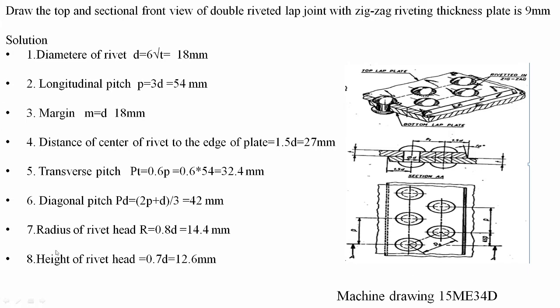So next is the radius of the rivet head. That is 0.8 times the diameter, that is 14.4 millimeter. Similarly, the height of the rivet head is 0.7 times the diameter, that is 12.6 millimeter. So I will draw this joint in the Solid Edge software. You need to observe the procedure carefully and you need to draw it in the drawing sheet. The procedure remains same. So let me discuss this solution in Solid Edge.